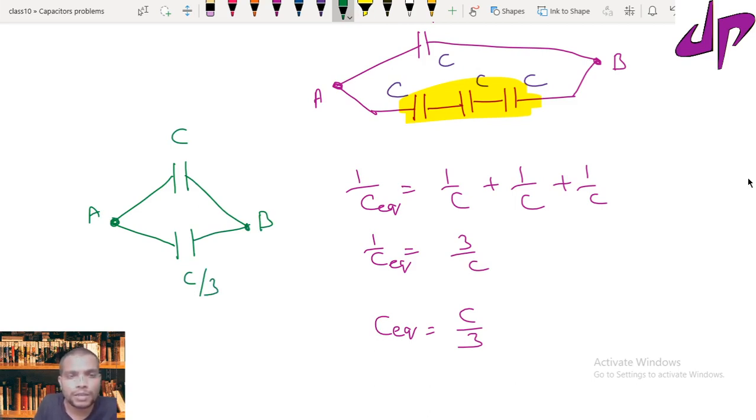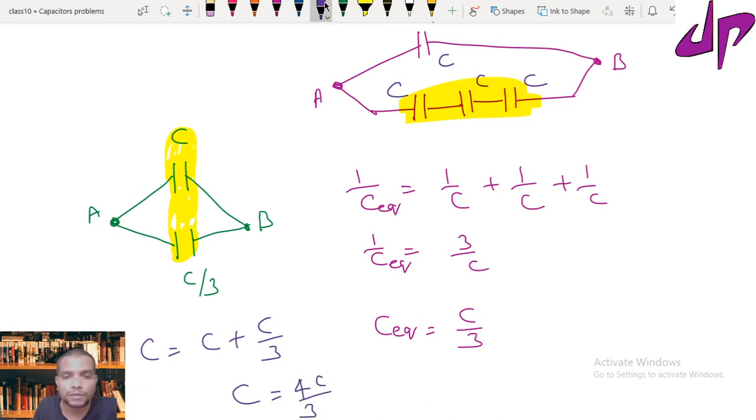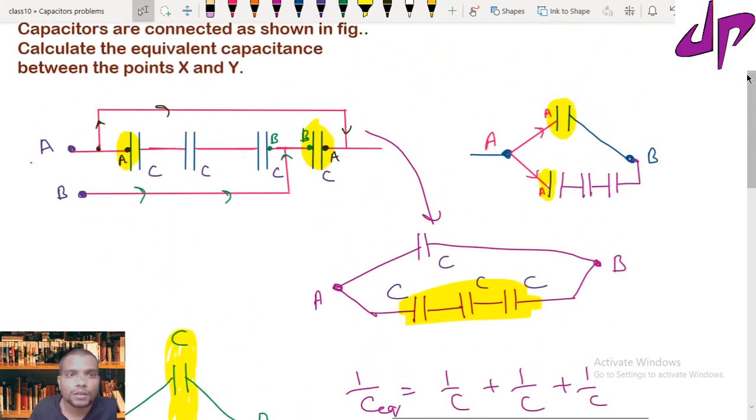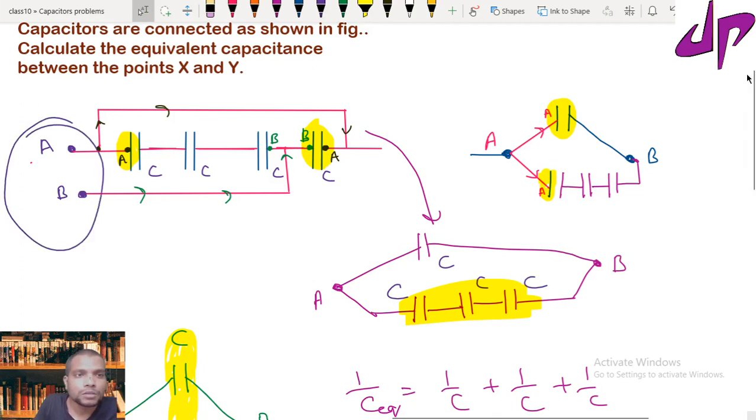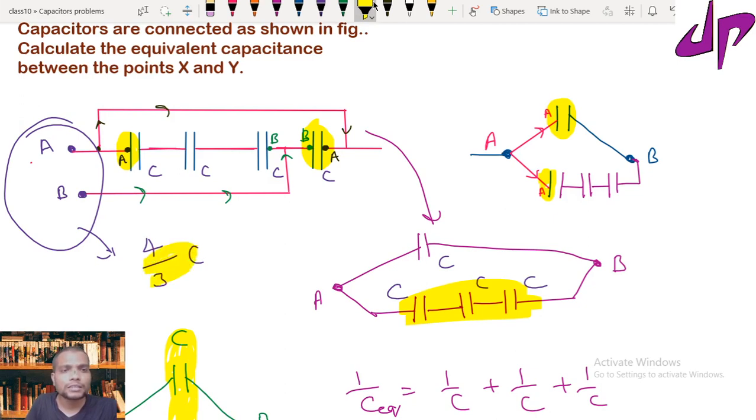Now therefore they both are in parallel. So in parallel combination, what is the total capacitance? The total capacitance C equals C plus C by 3. So you get C equals 4C by 3. So the equivalent capacitance of this total circuit between A and B equals 4/3 of C. So this is how we change the given circuit into our known combinations.